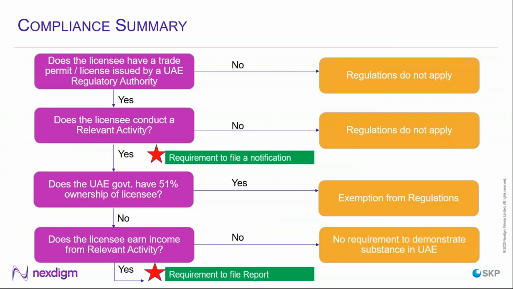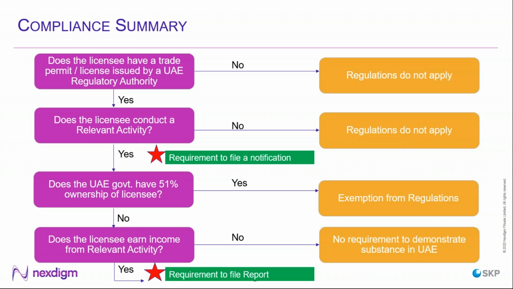So this is the flowchart which was also provided by the ministry, and it fairly clarifies as to who is supposed to file a notification and who is governed by the regulation. So, does the licensee have a trade permit license? If you have it, and if you are performing a relevant activity, you have to do a notification. Now, one important aspect that has been clarified in this flowchart is whether those entities which are owned 51% or more by the government, although they are exempt from the regulation, are supposed to file a notification. The flowchart clarifies that yes, they are supposed to file the notification. However, they're not covered as such by the regulation, so they need not file the detailed annual report, right?